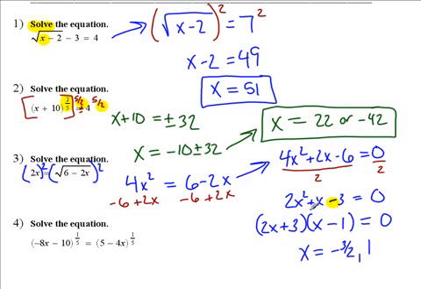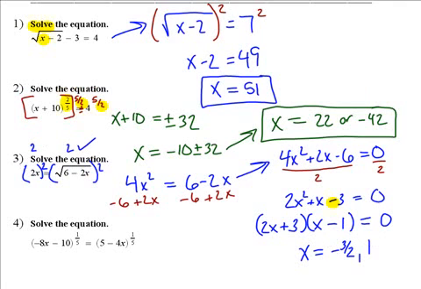I need to check both of these back in the original problem to see if they work. So plugging in the 1, let's do the 1 first because it's easier. 2 times 1 is 2, so this side would be 2. The other side would be 6 minus 2 times 1, or 6 minus 2 is 4. The square root of 4 is also 2. 2 equals 2 checks, so we're going to keep the 1.